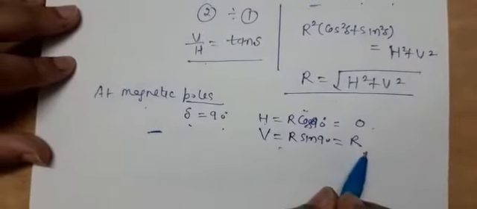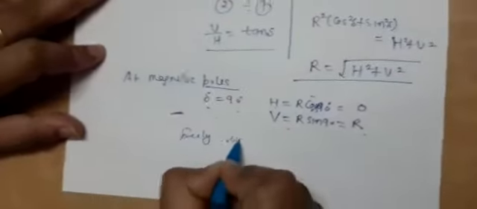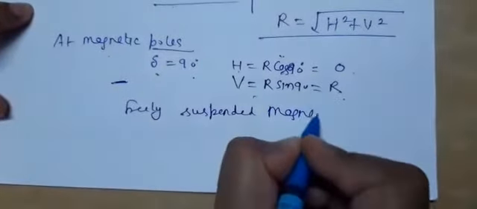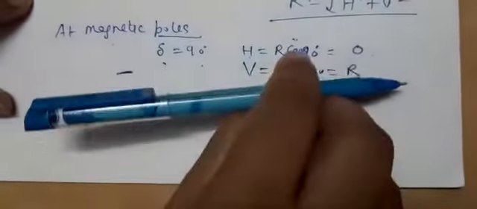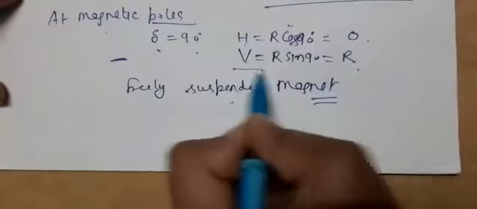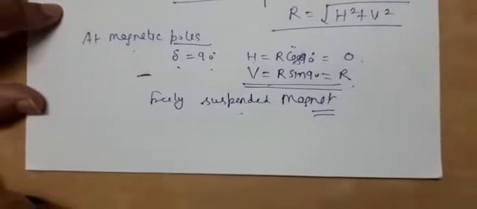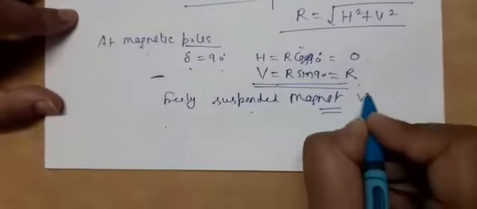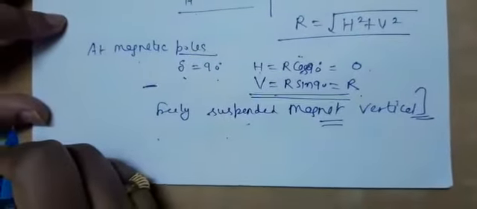It means at poles, if a freely suspended magnet is placed, how should it stand, horizontal or vertical? Because at the poles only vertical component is present, a freely suspended magnet will stand vertical. This kind of question can be asked within 1 mark.